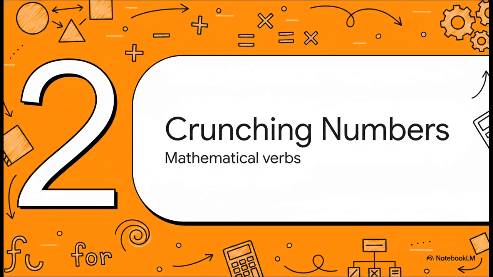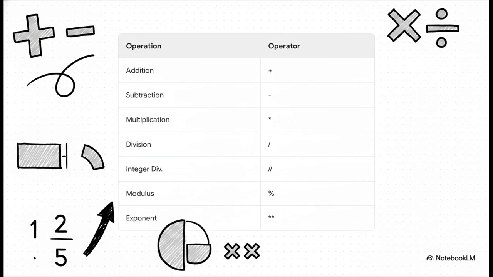Moving right along to Section 2. Crunching the numbers. Now, alongside the usual suspects you already know, addition, subtraction, multiplication, and division, Python hands us a few totally unique tools. Now, what's really interesting about this is how it handles division. Check out the double / for integer division. If you divide using that, Python literally chops off the decimal remainder entirely and just hands you the whole number. On the flip side, the modulus operator, which is represented by the % sign, does the exact opposite. It ignores the whole number and only gives you the remainder. Oh, and if you ever need to calculate an exponent, just slap down 2 asterisks and you're good to go.